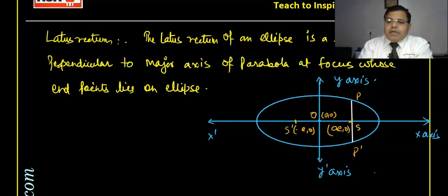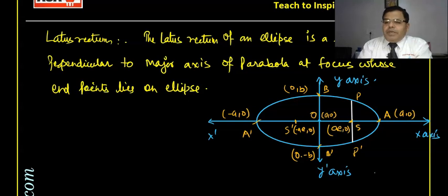So S dash is minus ae comma 0 and S is ae comma 0. This is a line segment whose endpoints lie on the ellipse, P and P dash. This one is called the vertex, with coordinate a comma 0. This is A dash, with coordinate minus a comma 0. And this is B, 0 comma b, and this point is B dash, 0 comma minus b. So P P dash is a latus rectum. Similarly, another line segment can also be considered a latus rectum, because both S and S dash are foci.